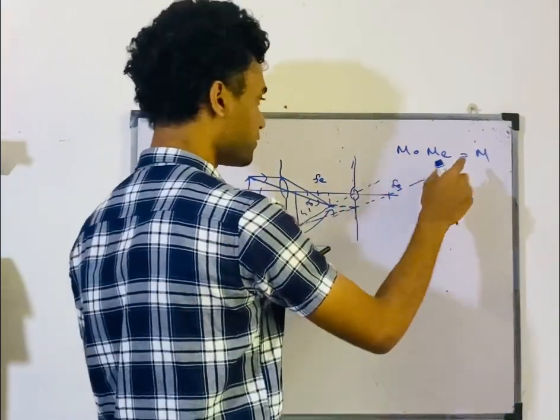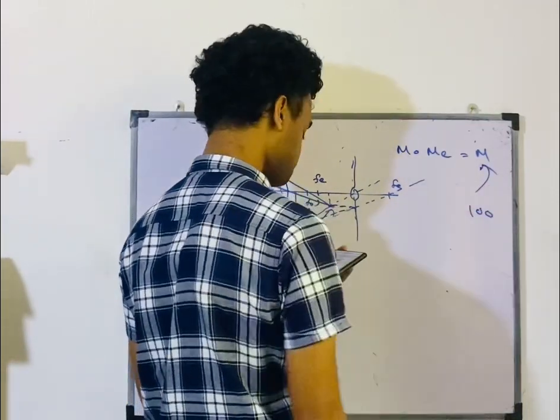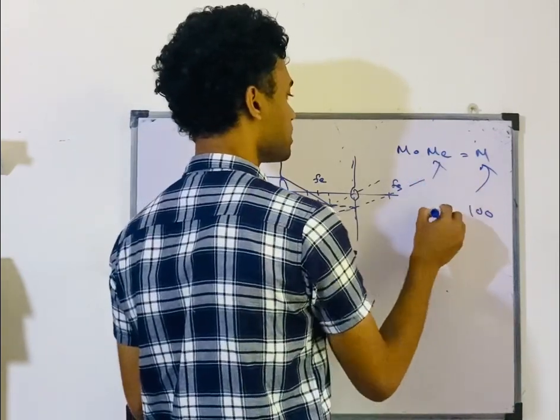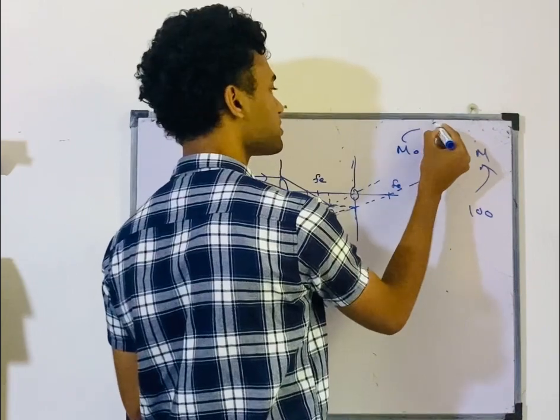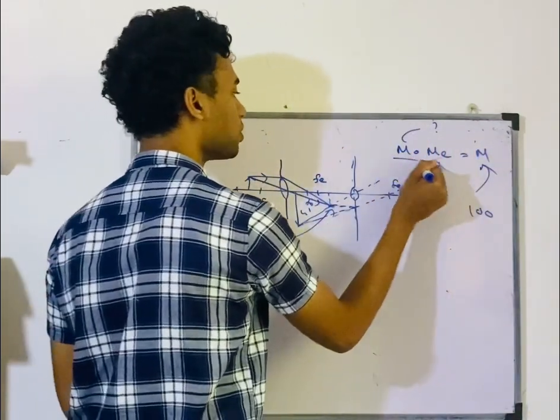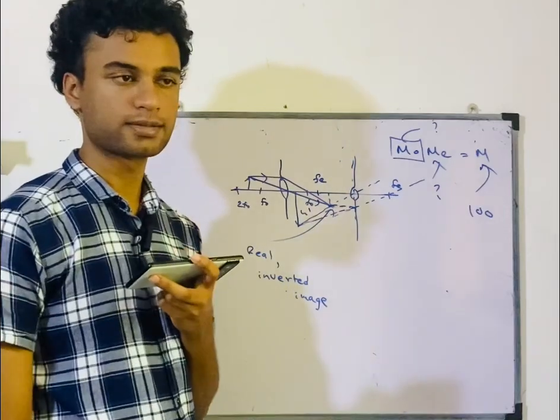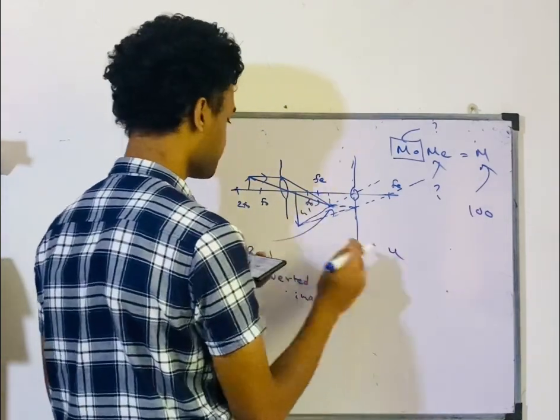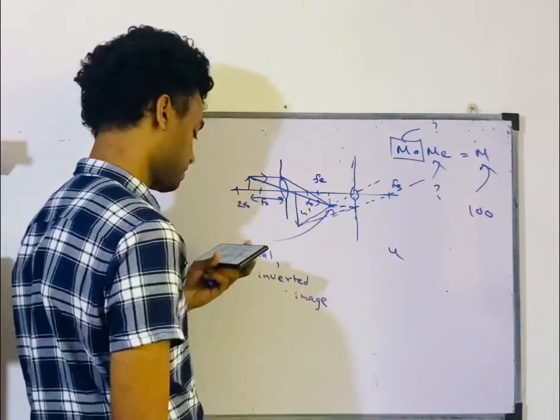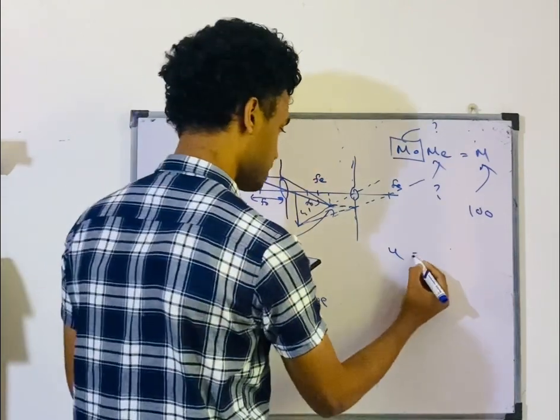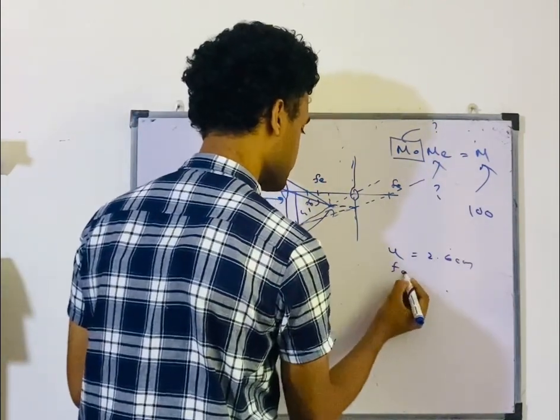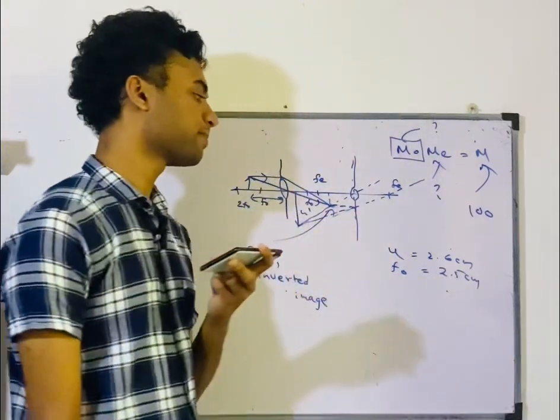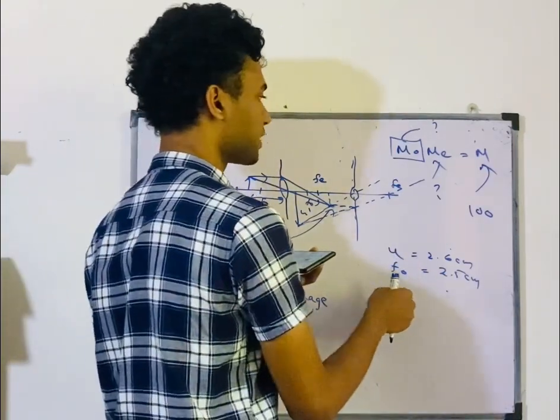Now, they have mentioned the total magnification of the microscope as 100, right? But they ask for the magnification of the eyepiece, right? But we also don't know the magnification of the objective. But we have the data to know the magnification of the objective lens, because we know the object distance. They have given the object distance. What's the object distance? They are given it to be 2.6 centimeters. And they have given the focal length of the objective to be 2.5 centimeters. So they have given us data, haven't they? So if we know the data, u and f0, we can find what?